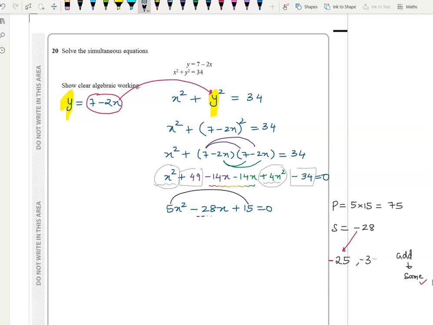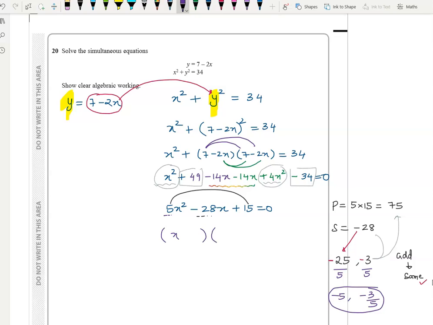Minus 21 and minus 3: when you add you get minus 28, when you multiply you get positive 75. But we are doing type 2. In type 2, the coefficient of x square is 5, the same number you divide here. So you have minus 5 and minus 3 upon 5. So these are our final factors. Looking at this, I can write the factored form.